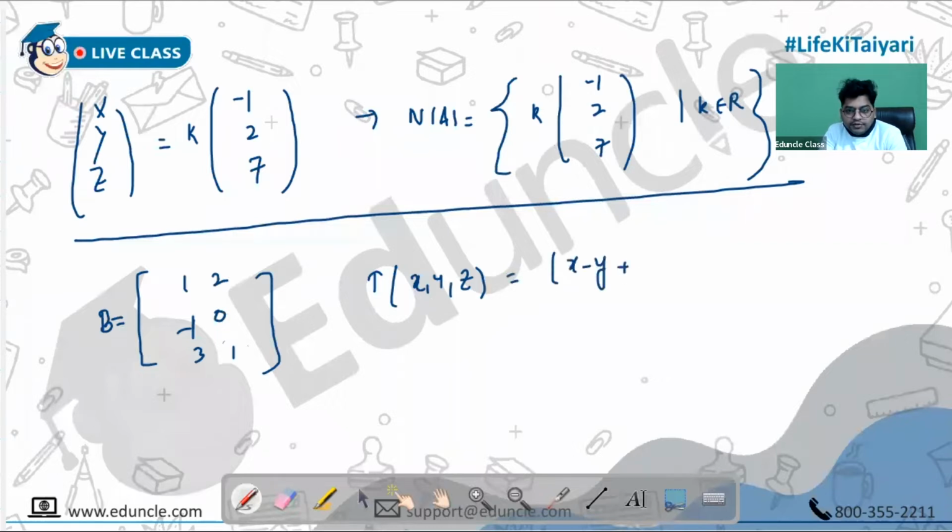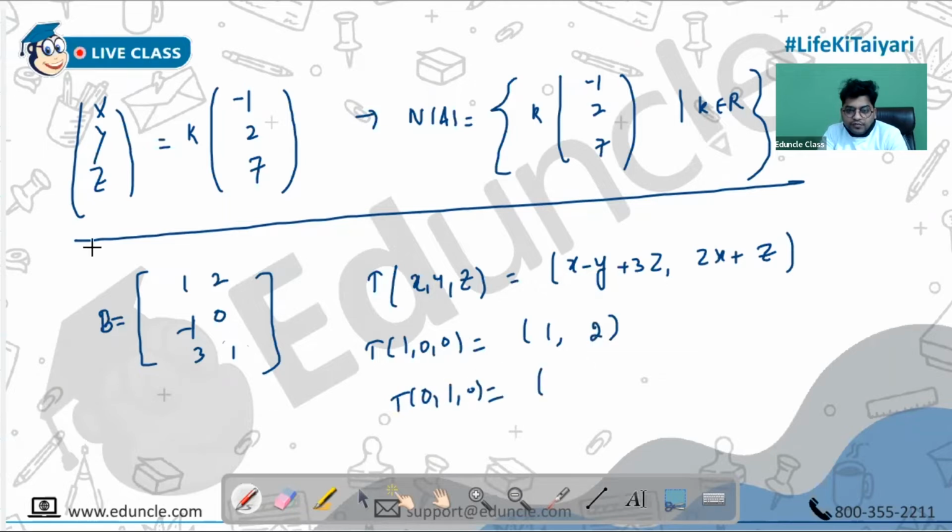X minus y plus 3z and 2x plus z. So you want to find the linear transformation. T of 1 0 0, that is 1 0 0. What is this? 1 minus 0 1, 2x, this is 2x. Okay, T of 0 1 0.